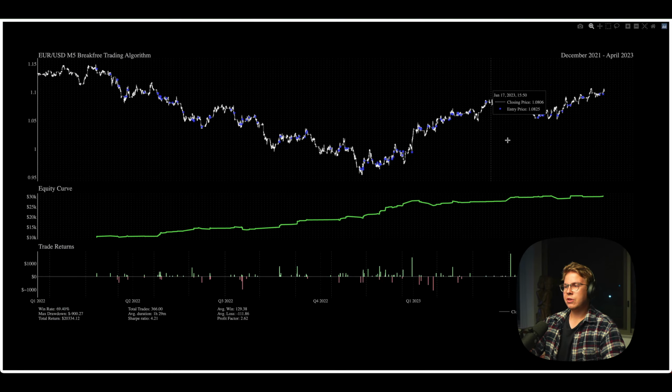So back to Euro USD. The whole point is that it doesn't really matter which market we're trading. If it's Bitcoin or SPX or GBP USD, you're going to have a win rate between 65 to 80% on these lower time frames, 5 minute and 1 minute.